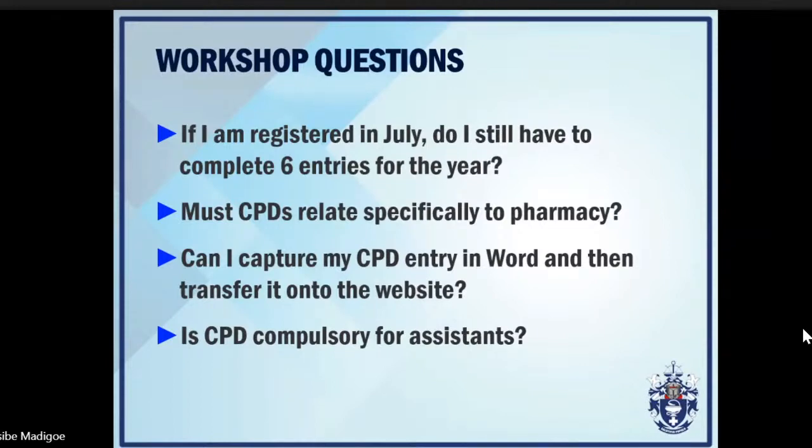Is CPD compulsory for assistants? At the moment, not. Council is in the process of developing competency standards for pharmacy support personnel, and it is currently at the stage in which that document will go to council in the next May council, and after that it will be published for comment. So please be on the lookout for it and comment on it. Council will receive your comments and review them, and the document that will be published after the comment period will be the final document that will be published for implementation.